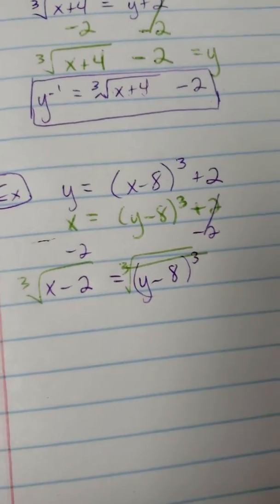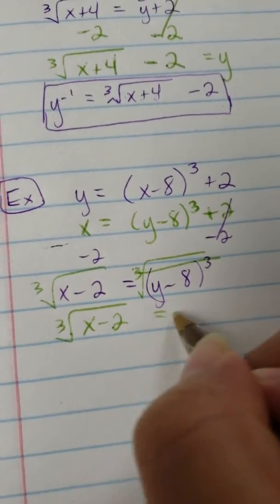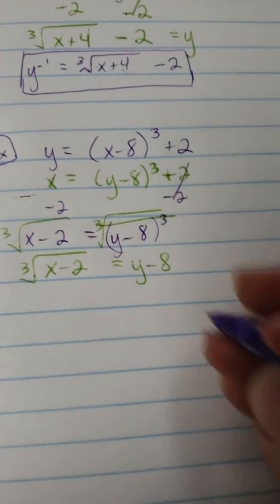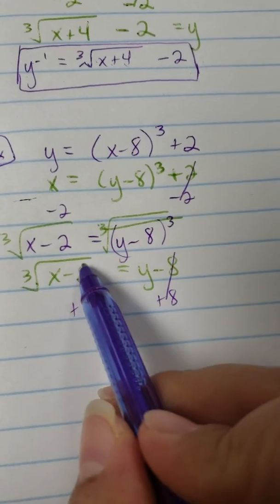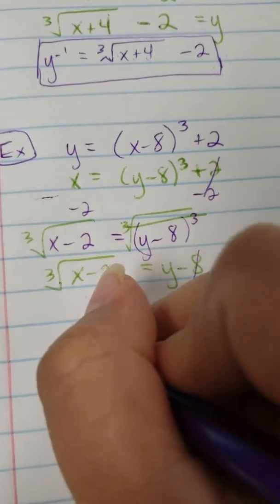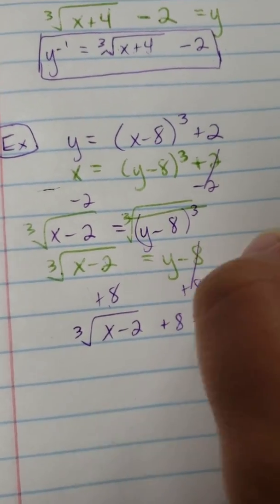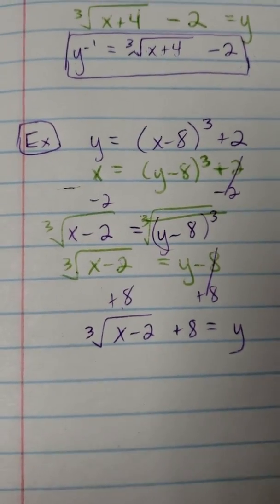That's gone. Bring everything down. And now we just got to get rid of the 8. So plus 8 on both sides. Remember not to actually combine those because we can't. This is inside, this is outside. So we have the cube root of x minus 2 plus 8 is equal to y. And we're almost done. Just got to write it nicely.